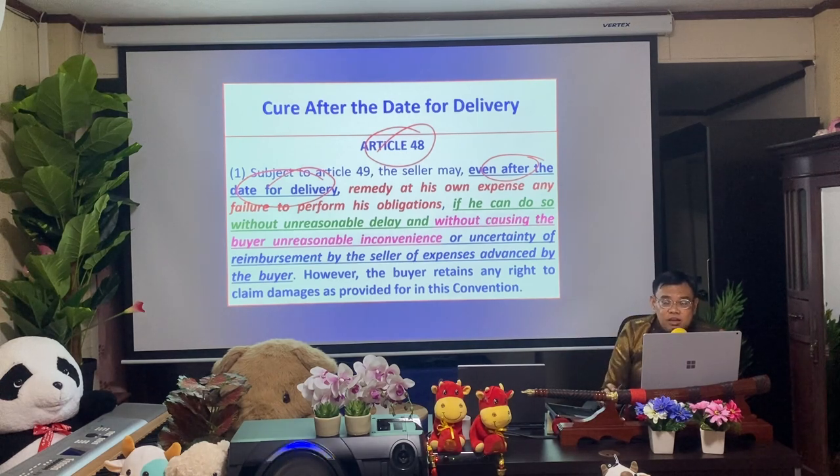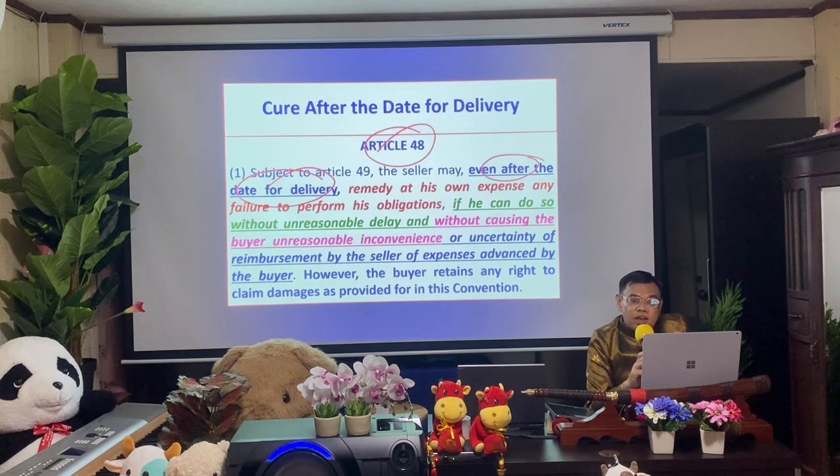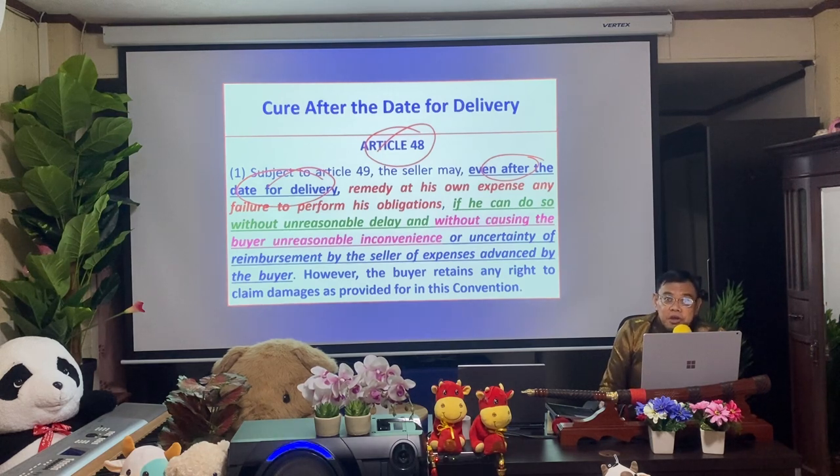Let's suppose that the seller does not deliver the goods in the correct quantity as required by the contract. That is also the lack of conformity. The seller can still cure by what? By just sending the missing parts, right? The seller can just remedy. Remember, the official word as used in the CISG is remedy. Remedy, of course, means cure. The seller may remedy at his own expense any failure to perform his obligation, if the seller can do so without unreasonable delay and without causing the buyer unreasonable inconvenience.